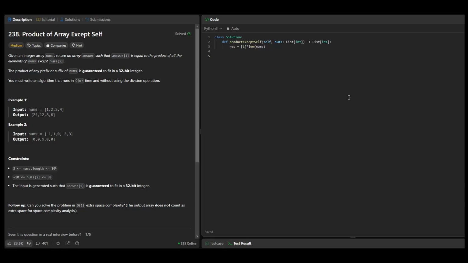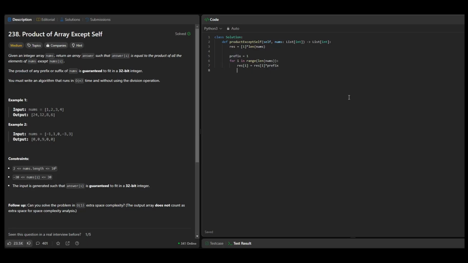Next, let's calculate the prefix and the suffix. So prefix, I would assign it to 1. For i in range length of nums, I would like to store the value of prefix at that index. So result i would be basically the value of prefix at this index, and that can be result i multiplied by prefix. Even if I don't do result i over here, that's fine because all the values are 1, but I'm still doing it. So we are just storing the value of prefix right now.